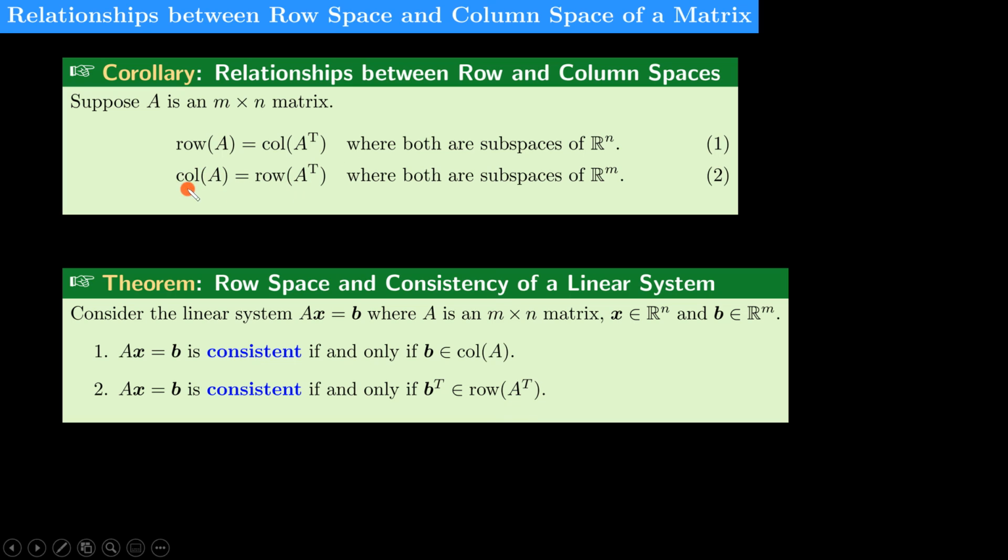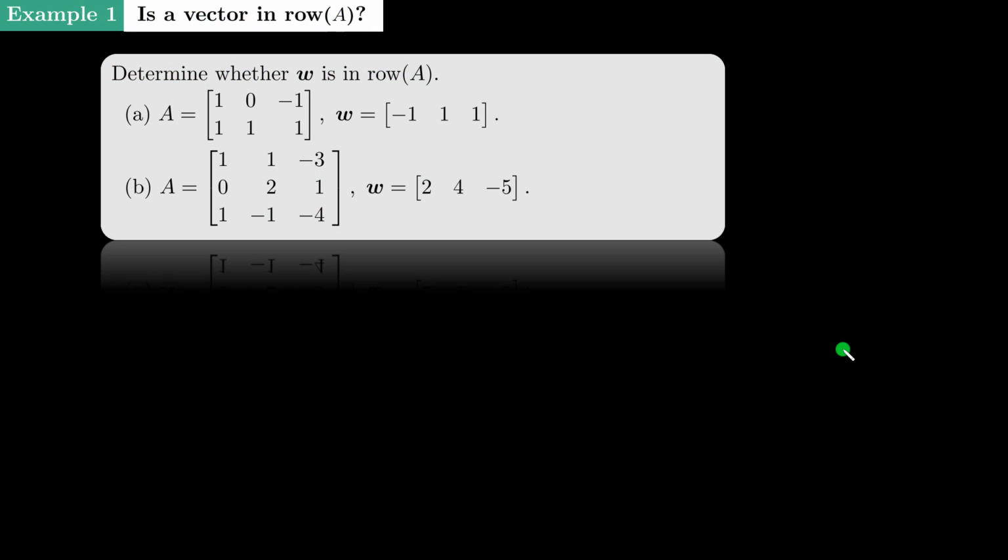This is because the column space of A is equal to the row space of A transpose. And why do we use the transpose of B? Because we are talking about the row space of A transpose. And B here is originally a column vector, so we have to convert this into a row vector. Now let's see how we can use the above results to solve some simple problems.